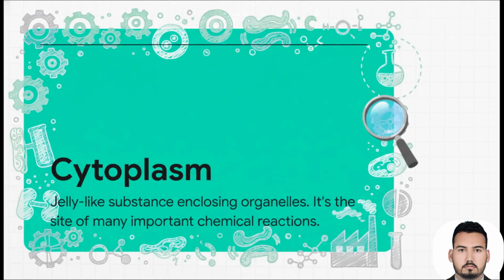And where does all this happen? Well, all the organelles, all that machinery, is floating around in this gooey, jelly-like stuff called the cytoplasm. And it's not just some packing material. Oh no, it's the factory floor itself, absolutely buzzing with all the chemical reactions that keep the cell alive.